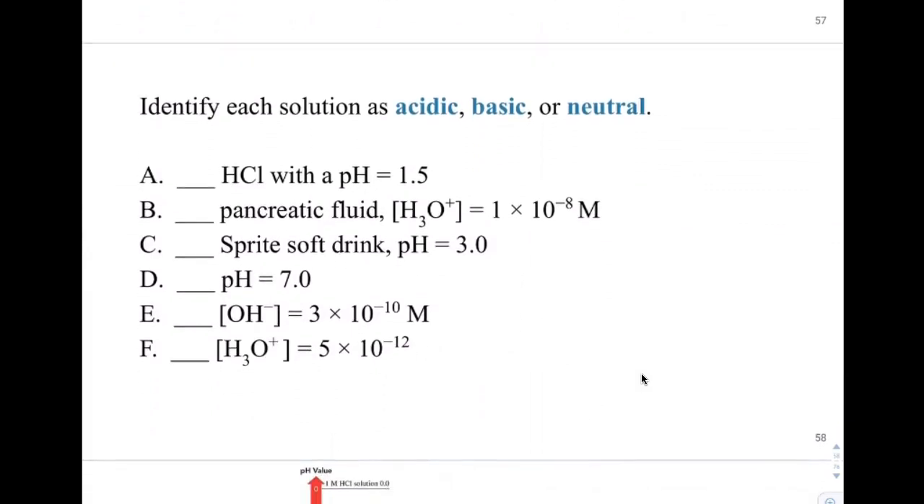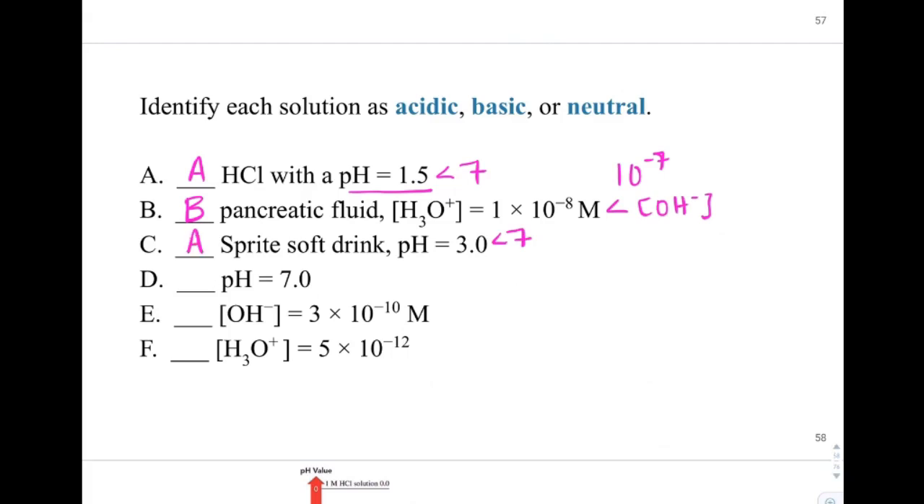So go ahead and pause and give me an acid, base, or neutral based on this pH information. Well, if you have hydrochloric acid with a pH of 1.5, first of all, it's probably an acid because it's hydrochloric acid, but we can look at this pH 1.5. That is less than 7, so it is an acid. If your pancreatic fluid has a hydronium of 10 to the negative 8, now remember what I'm comparing is 10 to the negative 7. And so is this greater than or less than 10 to the negative 7? Well, 10 to the negative 8 is less than 10 to the negative 7, and so my hydronium is a little low, so it's going to be basic. So your hydronium is going to be lower than your hydroxide. You can actually figure out mathematically if you want the hydroxide, but it will be greater than negative 8. For a Sprite soft drink, pH is a 3, which is less than 7, so this is acidic.